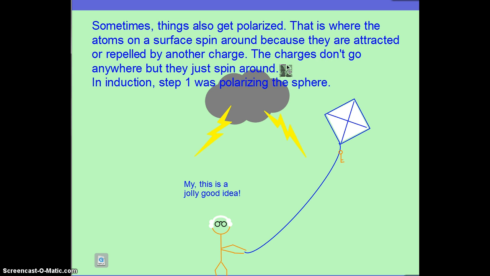I want you to visualize, and I'll probably do this in class for you, taking a balloon, inflating it, and rubbing it on a sweater, which is something someone would normally do. I probably won't be wearing a sweater. But you rub it on the sweater and you stick it to the wall. The charges in the wall didn't go anywhere. The balloon was charged through contact with the sweater, but the wall didn't change charges. What happened was the atoms in the wall simply pivoted around so that the balloon could cling to it.